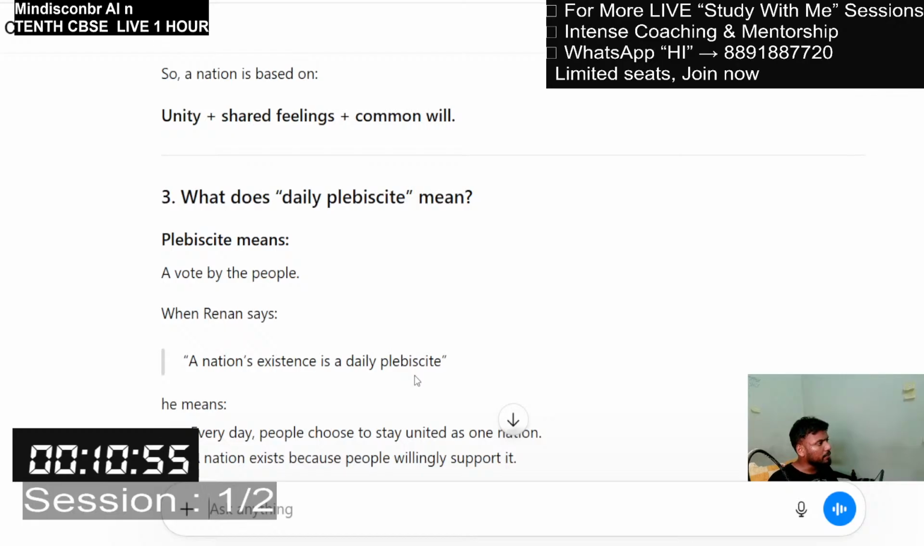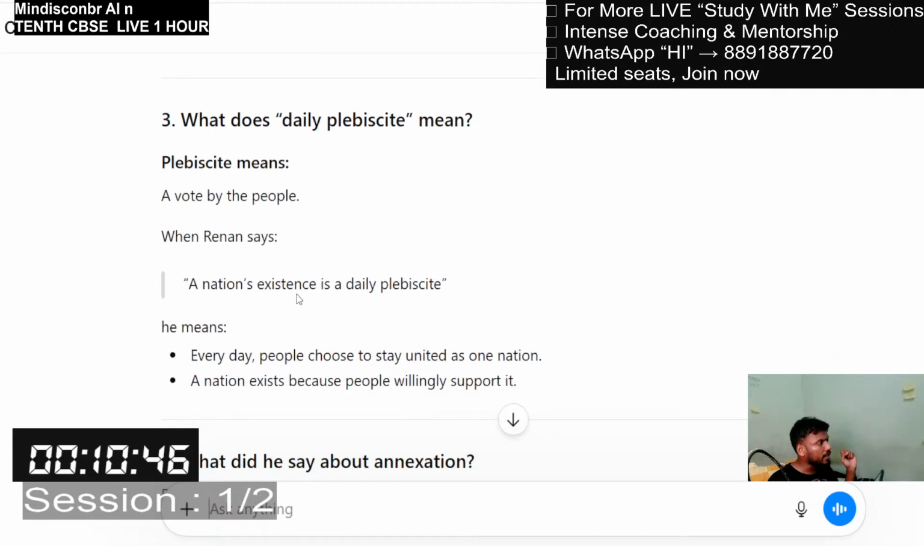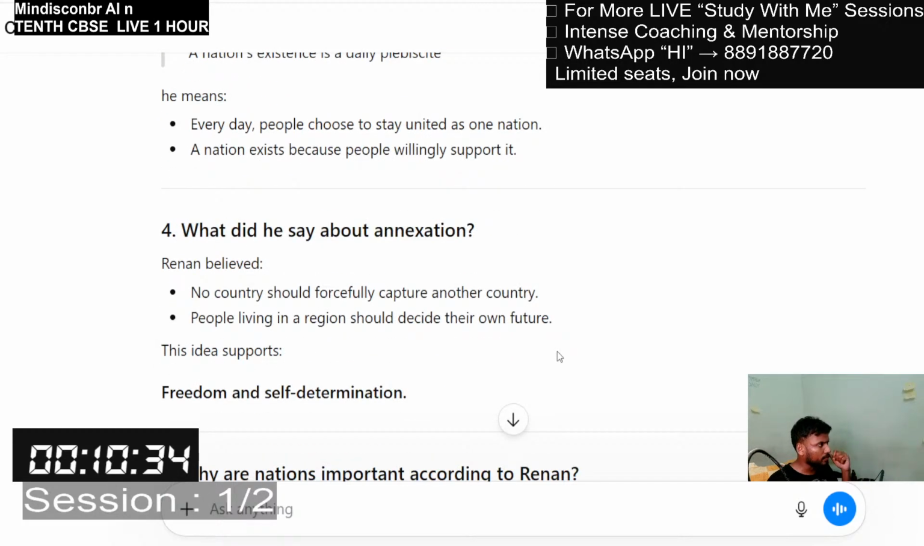What does daily plebiscite mean? Plebiscite means a vote by the people. When Renan says a nation's existence is a daily plebiscite, he means every day people choose to stay united as one nation. A nation exists because people willingly support it.